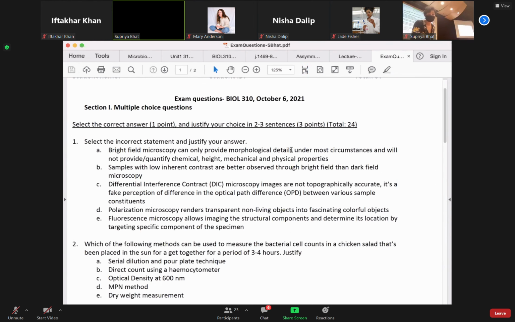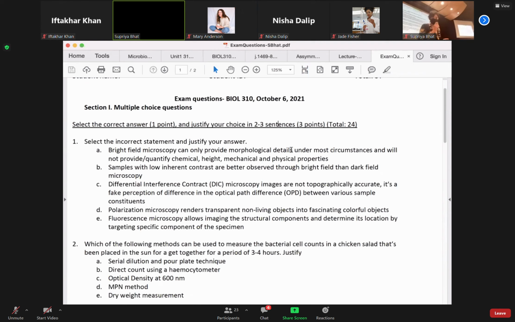So yeah, the first question was to select the incorrect statement. Bright field microscopy can only provide morphological details and not quantify chemical, mechanical and physical properties. That's true, right? Bright field microscopy does not do that. It's the simplest form of microscopy. It just allows you to look at the overall morphology. So that's a correct statement.